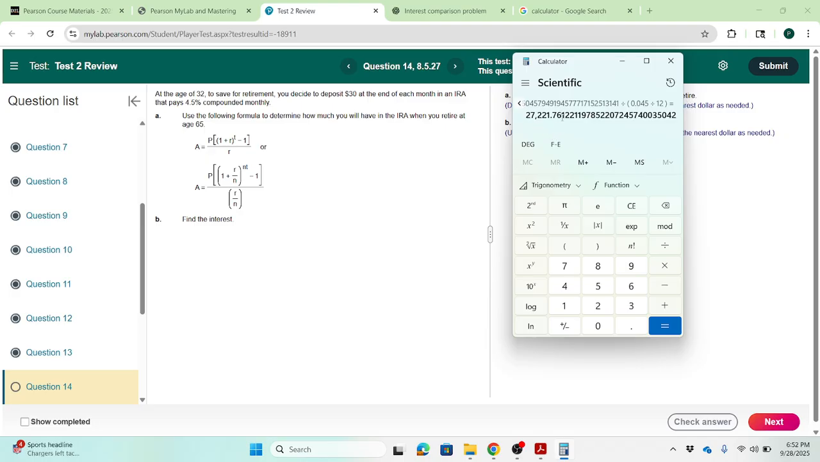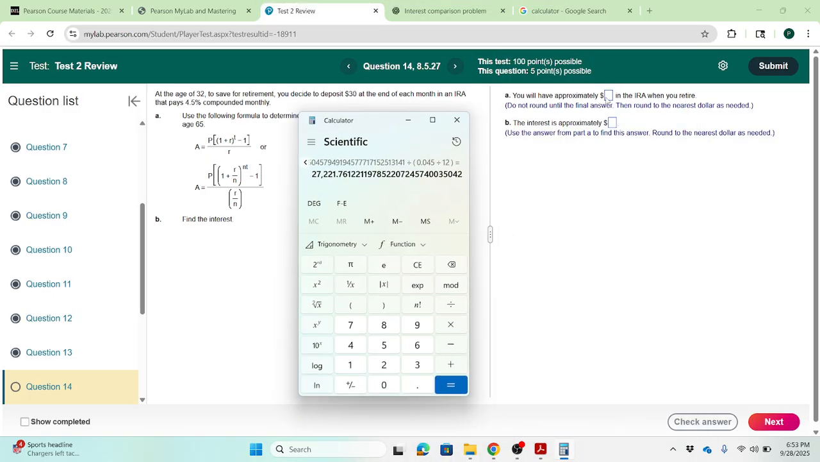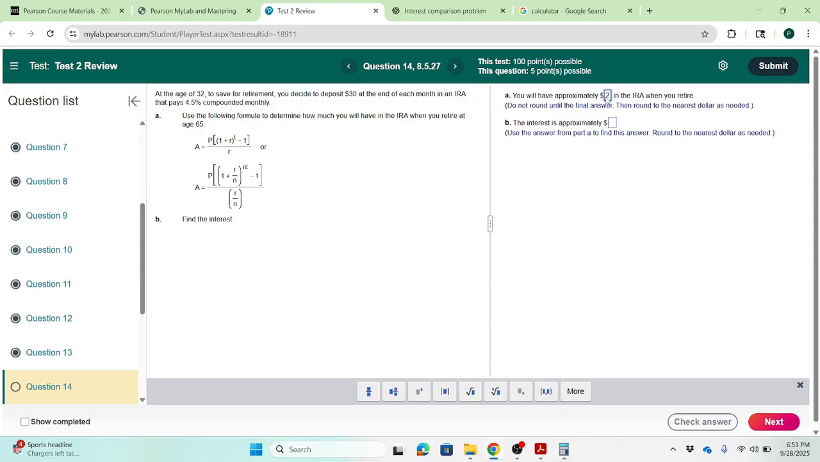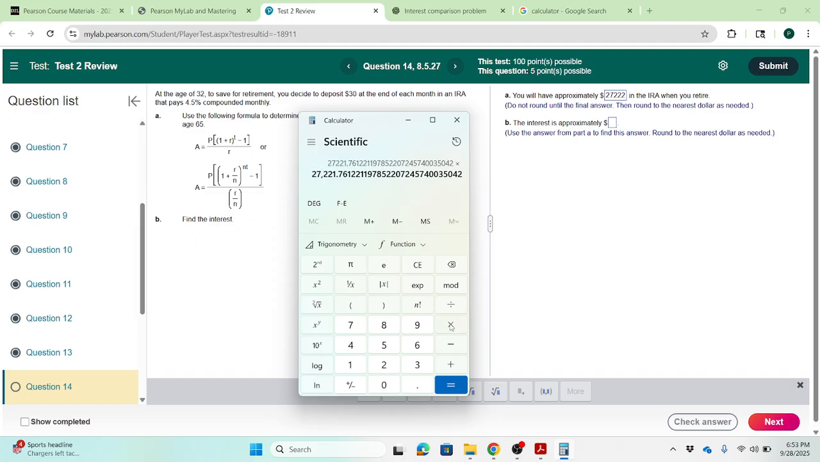But this is the total amount. You will have approximately 27,222 dollars to the nearest dollar. And then out of this, because you put in regular $30, 12 times a year for the next 33 years, if you multiply all that, that gives you the total money from your pocket, 11,880.